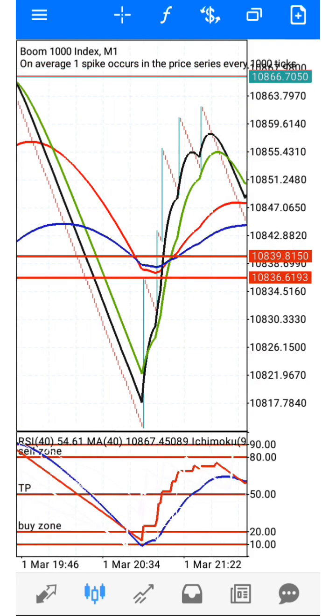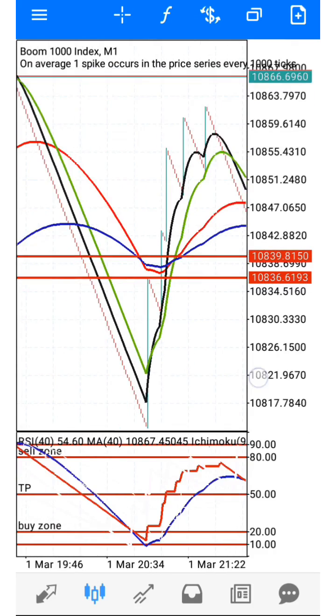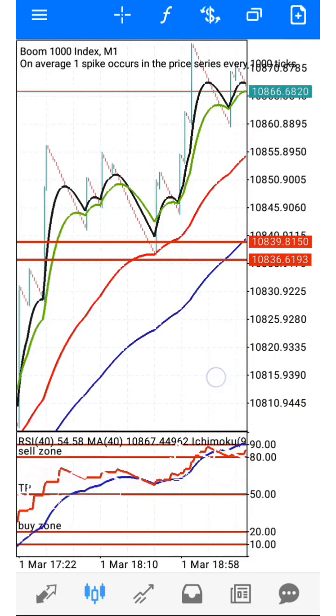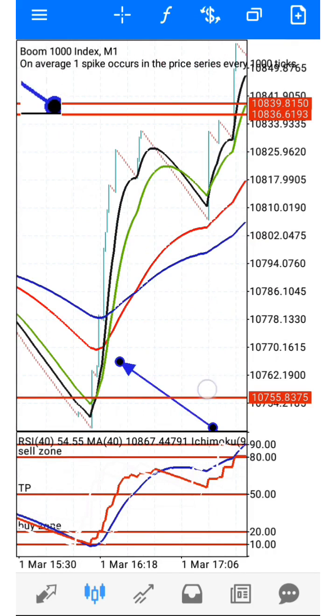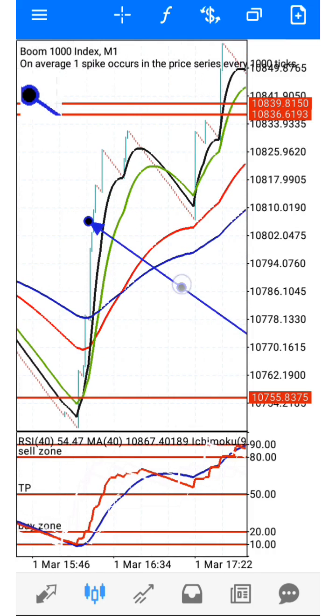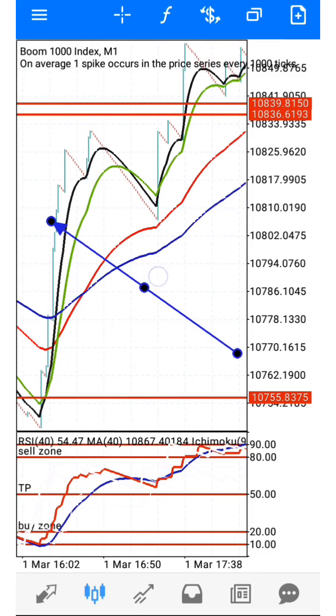This is why I took the market. This is it, this entry here. So after I took my entry here, my TP hit this point. Okay, my TP hit this point. So this point is my TP.